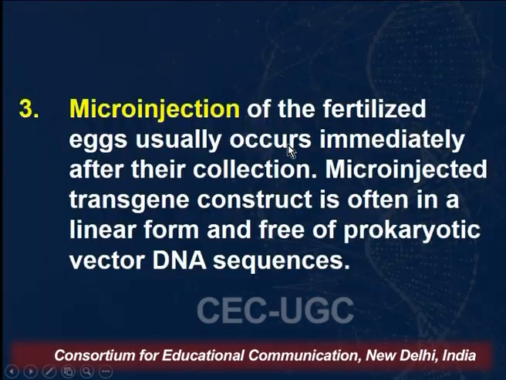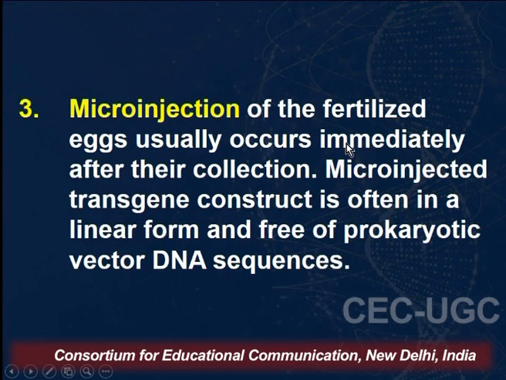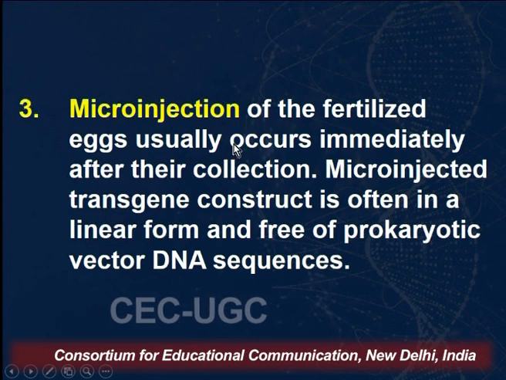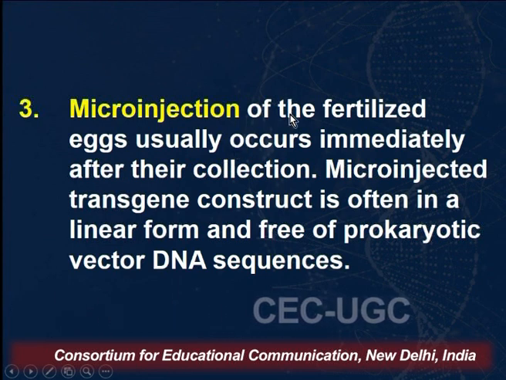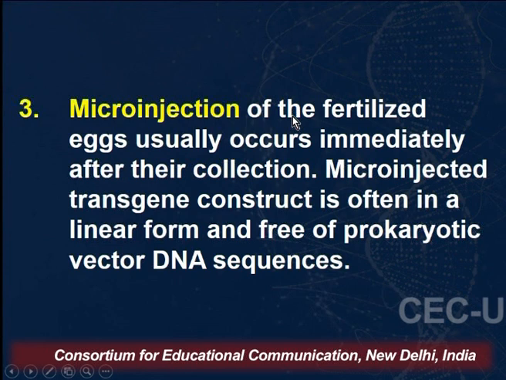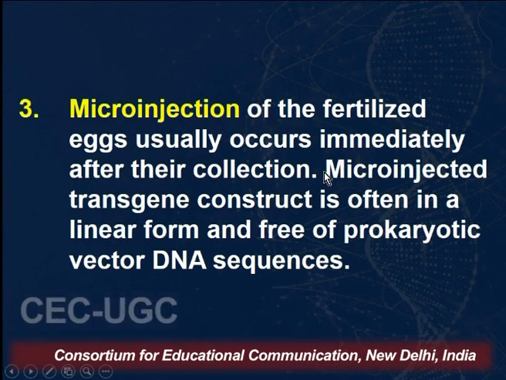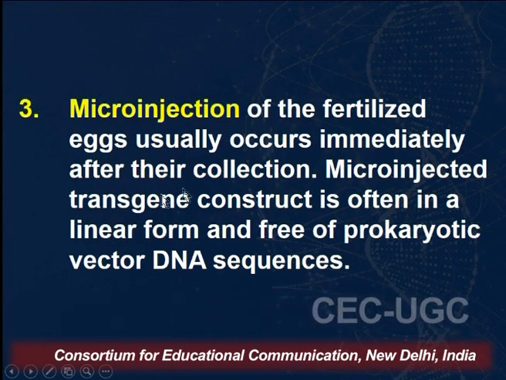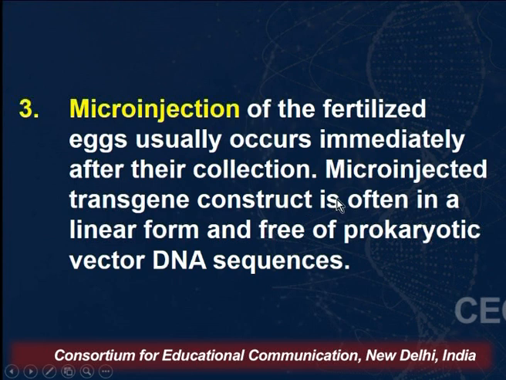The next step involves the microinjection of the fertilized eggs. Now this is the microinjection part. So we now have a fertilized egg, and in this fertilized egg we need to introduce our gene of interest, that is the transgene. Microinjection of these fertilized eggs usually occurs immediately after their collection. The microinjected transgene construct is often in a linear form and free of prokaryotic vector DNA sequences.